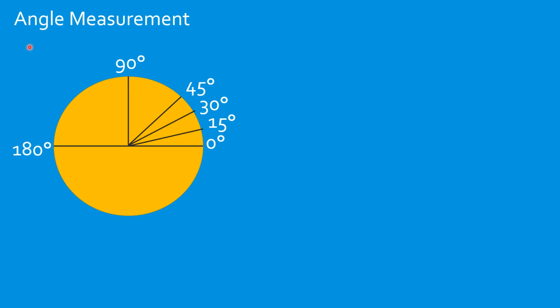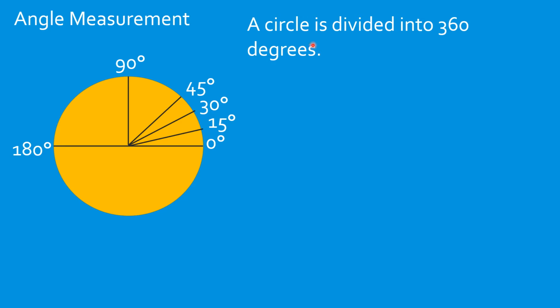Now, let's recall angle measurement so you're not going to be confused. This is 0. And from 0 going here is of course 180 degrees. That's a straight line. And from 0 going here, that's 15 degrees, 30 degrees, and 45 degrees. Of course here, that is 90 degrees. It means that one circle measures 360 degrees. What does it mean? A circle is divided into 360 degrees.